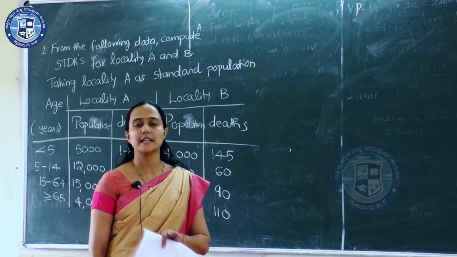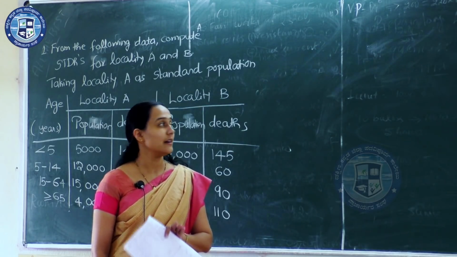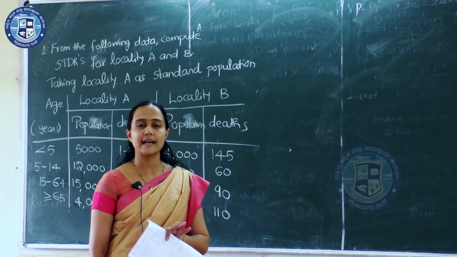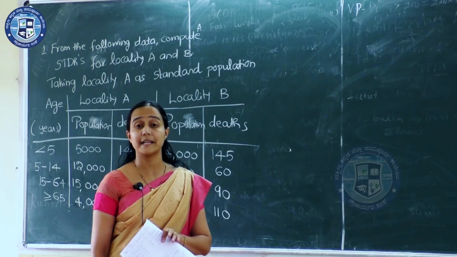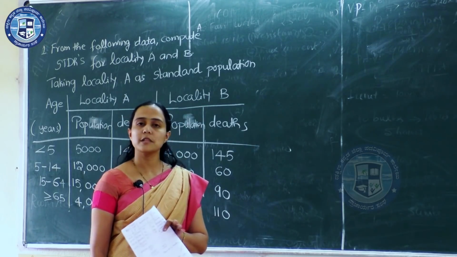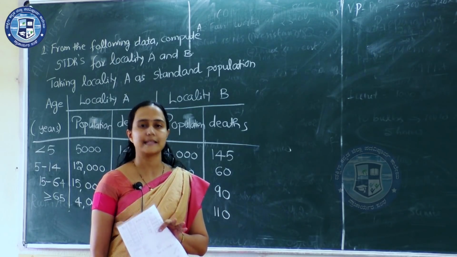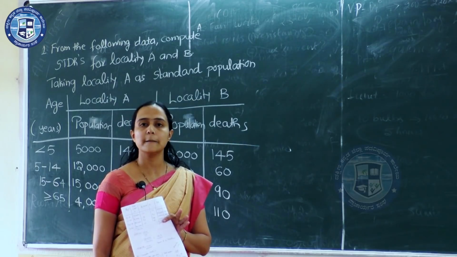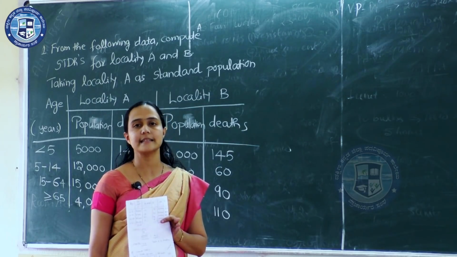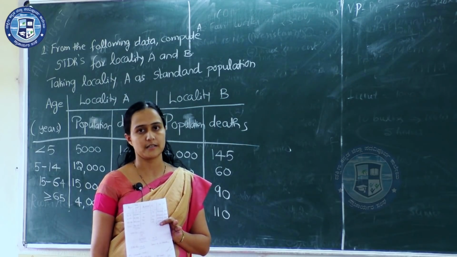For comparing the mortality of two or more populations we use a standardized death rate. What is STDR? STDR is the weighted average of age specific death rates by taking standard population as weights. Then we saw the merits also. One more thing, it considers the age composition of the population.